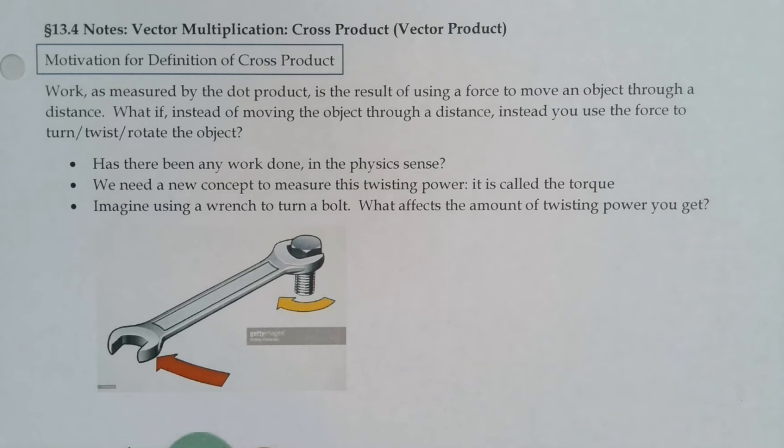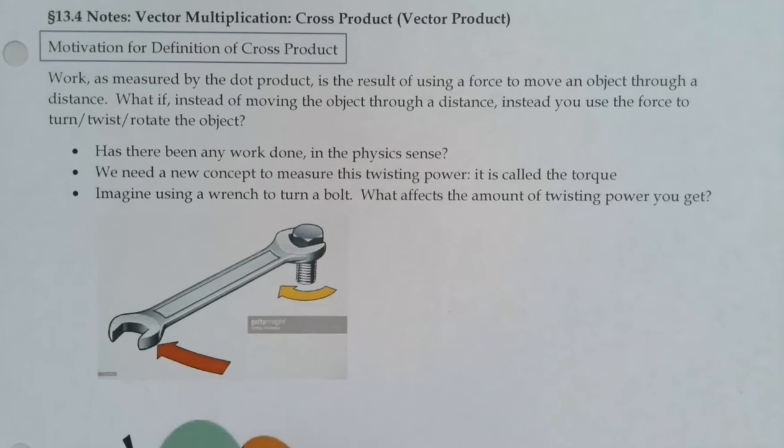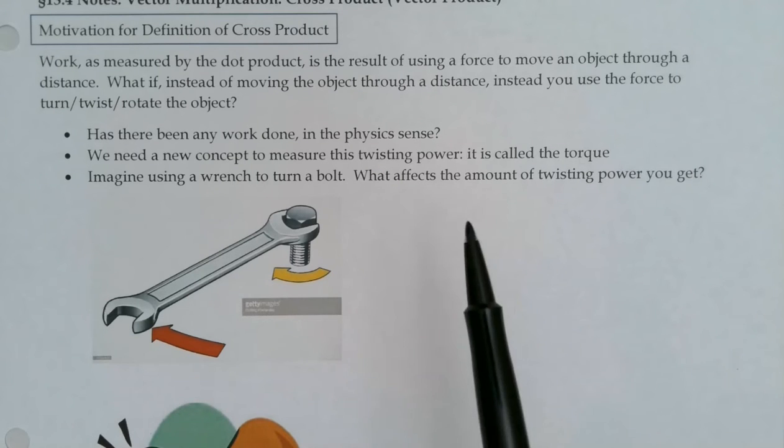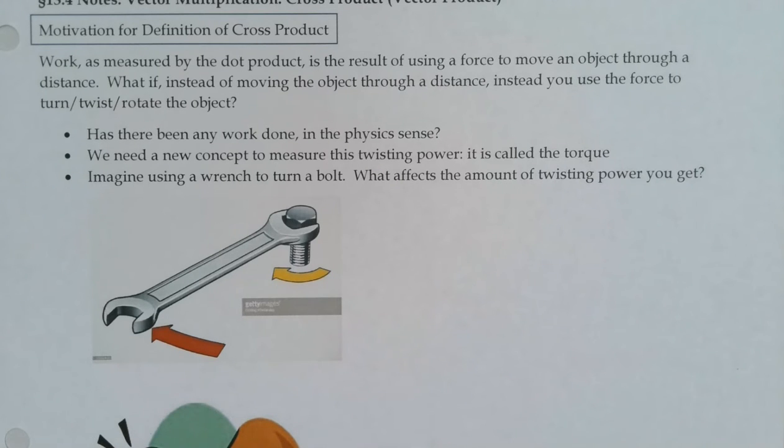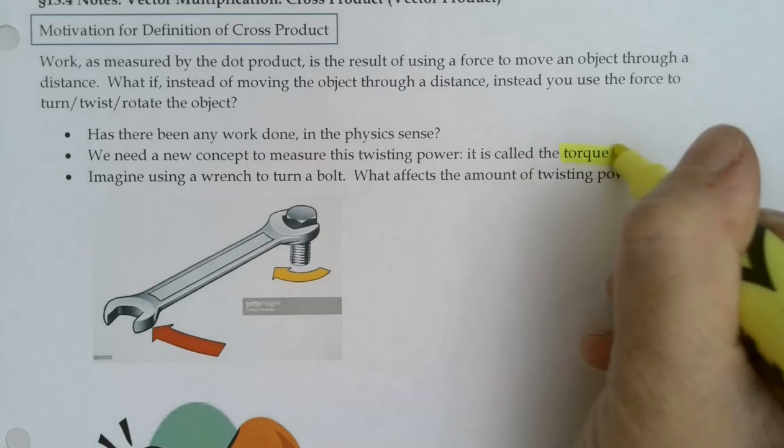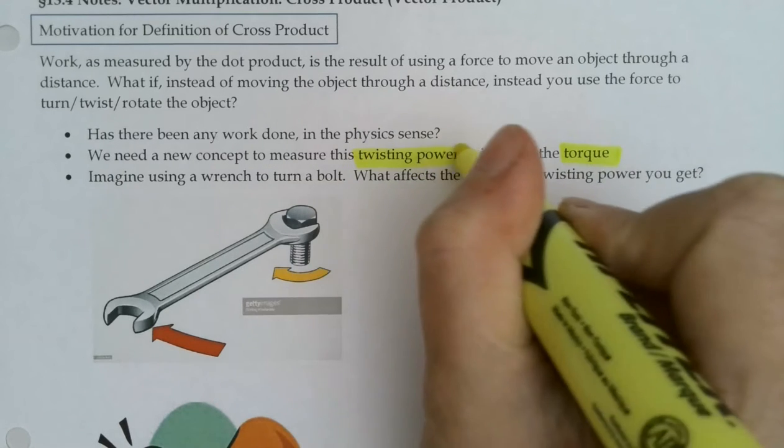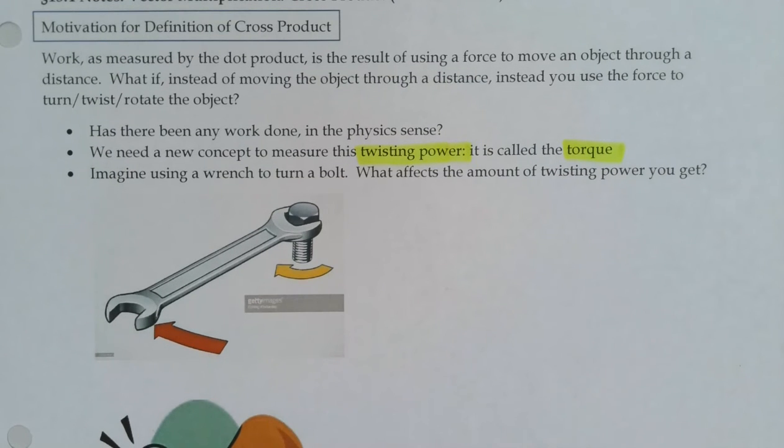So when we were doing the dot product, work was the force vector multiplied by the distance vector, right? In a dot product form. But what if instead of moving the object through a distance, you use the force to turn or rotate, i.e. twist the object? Well, that means we're going to need a new concept called twisting power, which is torque. Torque is the twisting power that we exert when we use our force to twist rather than to move.